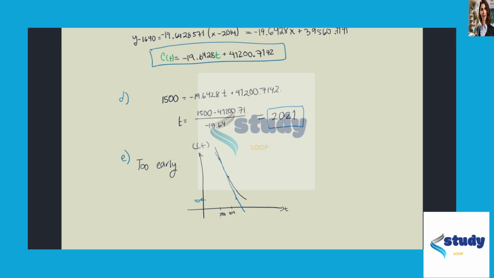If we try to make a sketch, we will see that the line that we computed above will be below the graph of the function CFT, and the value of the concentration in the year 2021 would be higher than 1500, and the year at which the concentration would be 1500 would be later than 2021.